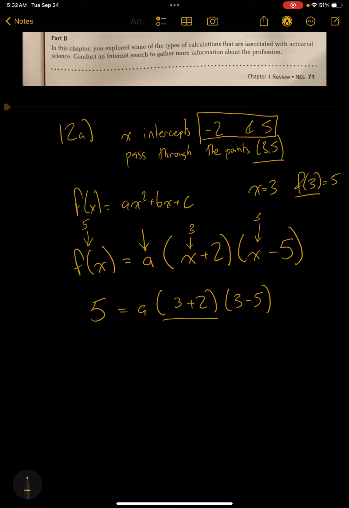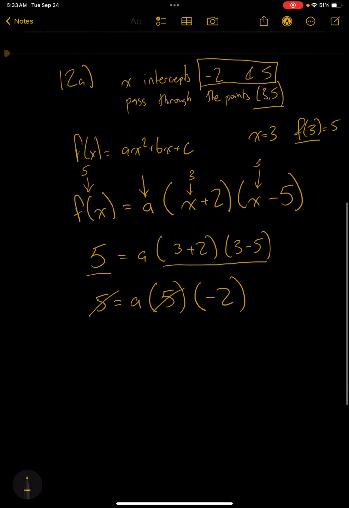And what we're going to end up getting is a. What we end up with is 5 equals a times 5, and 3 minus 5 is minus 2. By the way, we cross that out because we divide both sides by 5 because they're all factors, right? That's 1, by the way. So we get 1 equals minus 2a, or a equals minus a half.